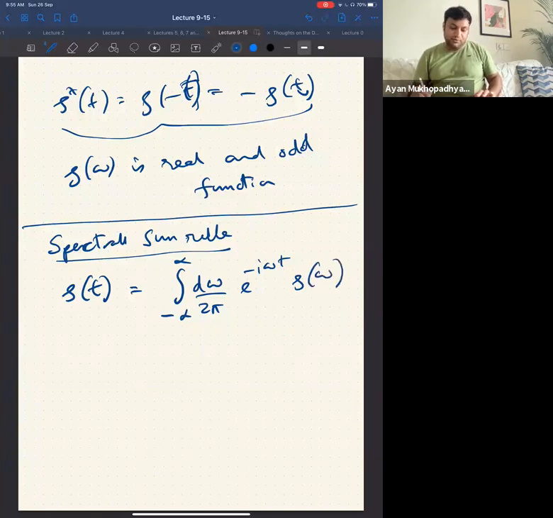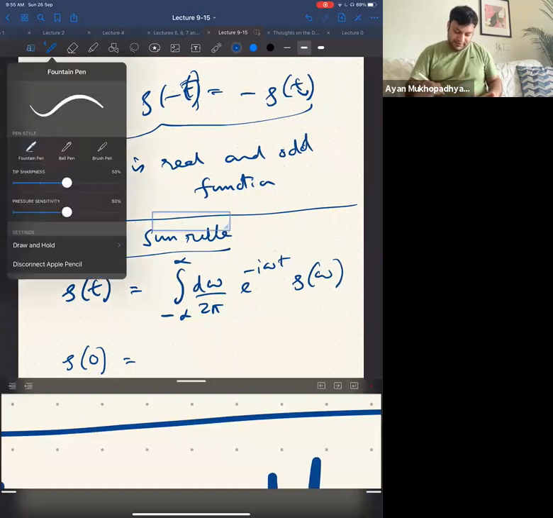Now it trivially means what? It trivially means that if I want to compute rho of 0, if I just want to compute at t equal to 0, maybe I should put it explicitly.